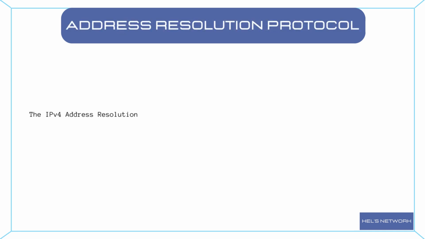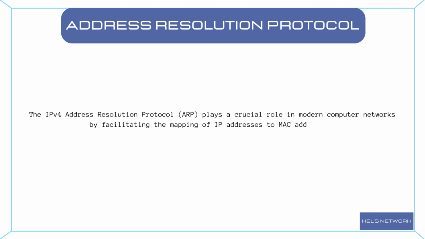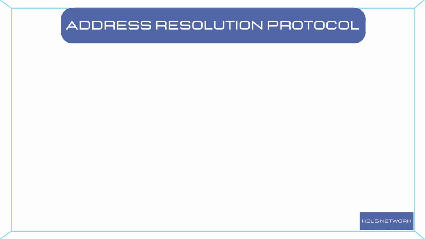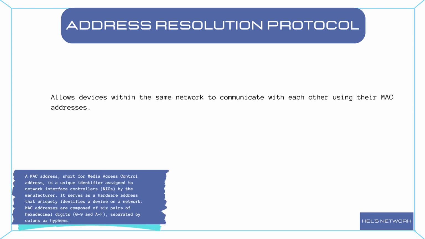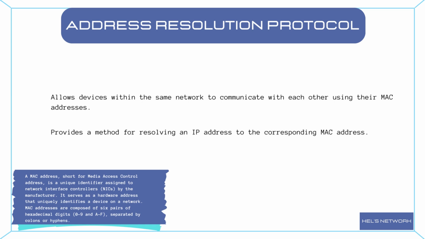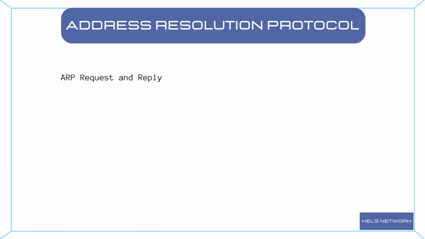The IPv4 address resolution protocol plays a crucial role in modern computer networks by facilitating the mapping of IP addresses to MAC addresses. In a nutshell, ARP allows devices within the same network to communicate with each other using their MAC addresses. It provides a method for resolving an IP address to the corresponding MAC address, ensuring successful data transmission. The ARP protocol operates through a simple request and reply mechanism.